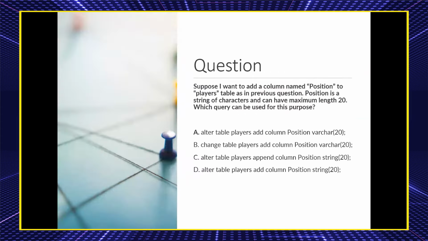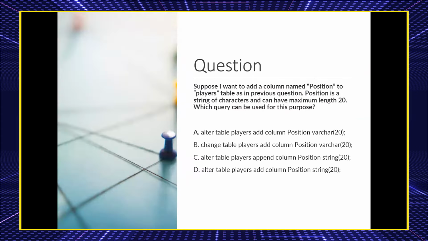Suppose I want to add a column named position to the players table, as in the previous question. Position is a string of characters, can have a maximum length of 20. Which query can be used for this purpose? There is no string. String is nothing but varchar. What is the answer? Option A, because we need to add a column, right?